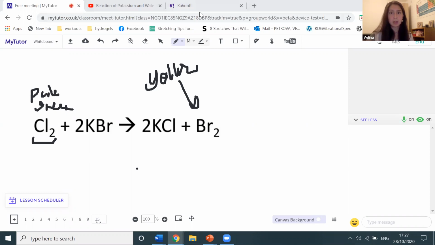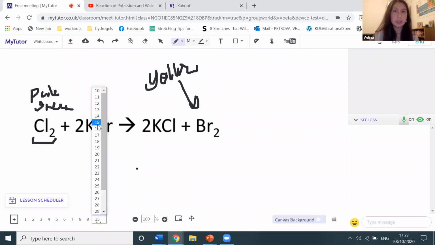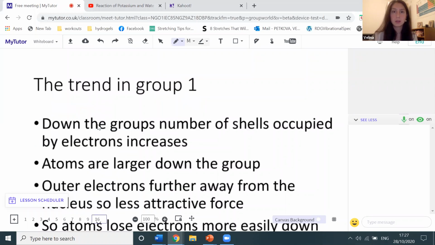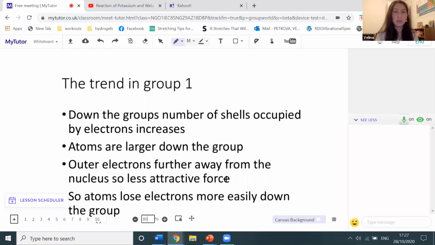Okay, let me just quickly check. So now let's talk about why we see these trends. The colours are in the textbook. That's just what the colours of these elements are. So if you searched it up, it should come up with the same. But these are the ones that I found from the textbook. Okay, so the trend in group 1.